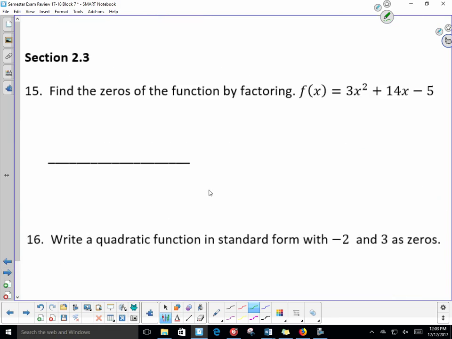Okay, then in 2-3 we started solving equations by factoring. So the first way we learned to factor was to do what? Hallie Wedler.